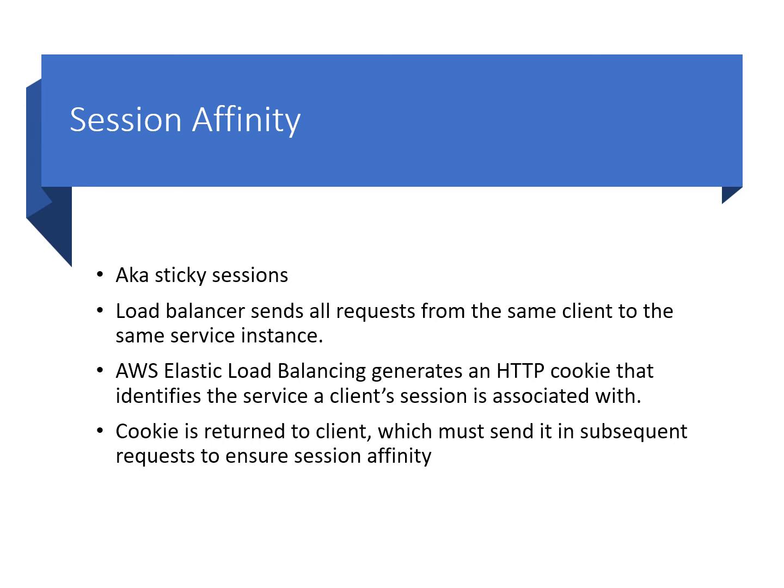AWS Elastic Load Balancing generates an HTTP cookie that identifies the service replica a client session is associated with. The cookie is returned to the client, which must send it in subsequent requests to ensure session affinity is maintained by the load balancer.